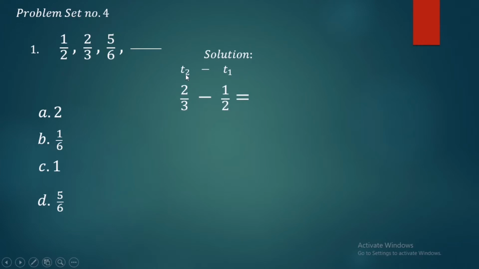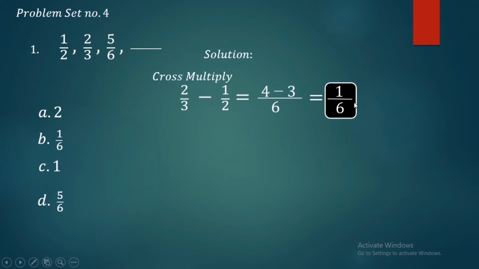Then we're going to use the cross multiplication. Multiply 2 times 2, that is 4. Then the operation is minus, so subtract. Then 3 times 1 is 3. Then denominator by denominator, 3 times 2, that is 6. Then subtract 4 minus 3, that is 1/6. So 1/6 is known as the common difference, then add it to each term.